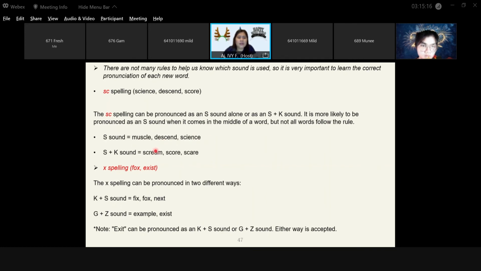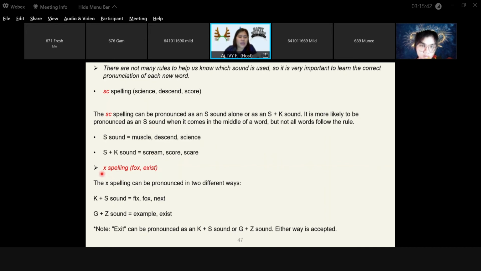Now, we have also the S plus K sound, like scream, score, scare. So, not the same. Okay? The S sound and the SK sound. Okay, so I hope you understand this one. So the SK sound is more likely to be pronounced as an S sound.